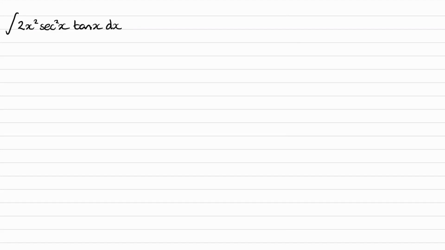For this question, we're going to be using integration by parts. So it's a bit tricky because we don't have just two terms. We have three terms multiplied by one another. We have the 2x squared, the sec squared x, and the tan x. So then it's a bit tricky to realize what exactly we set our u to be, what we set our v dash to be. Let's start with the LATE rule.